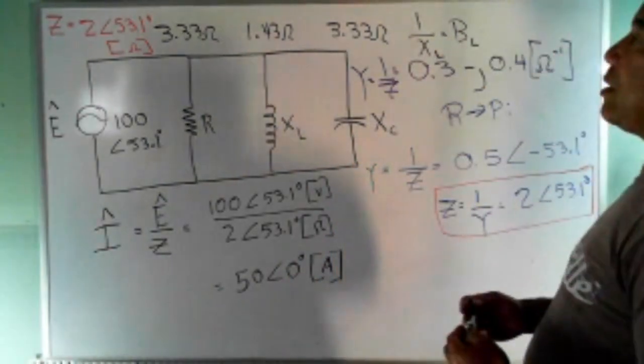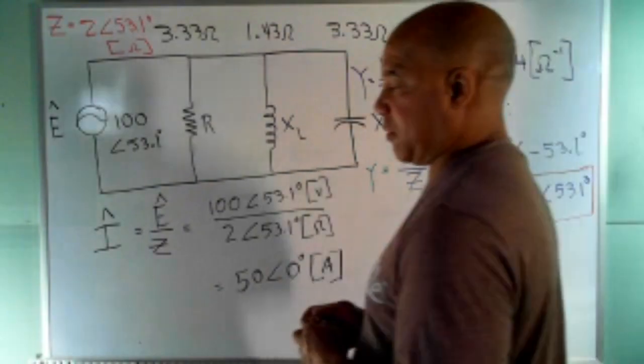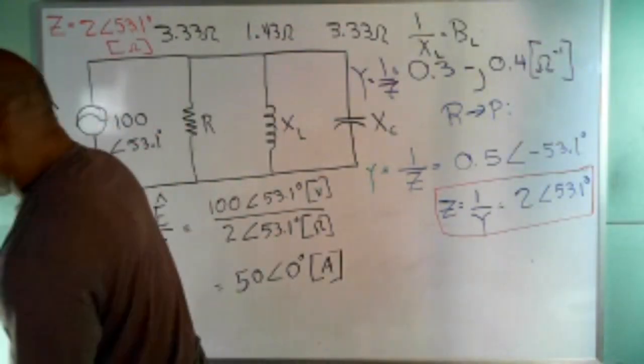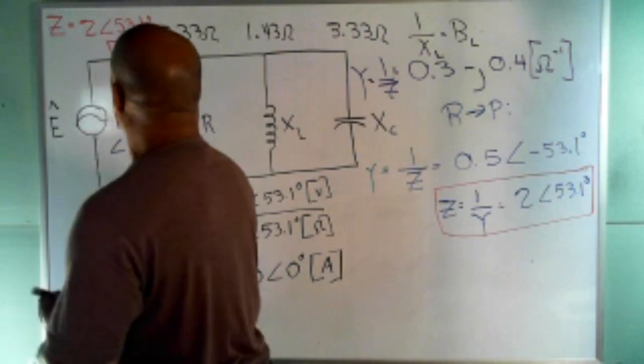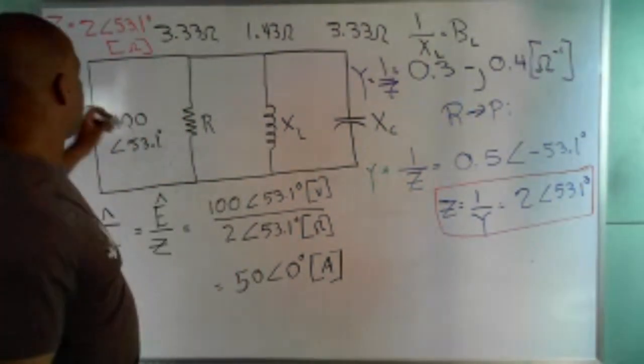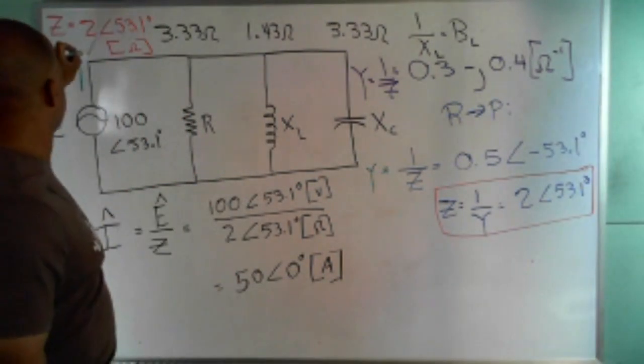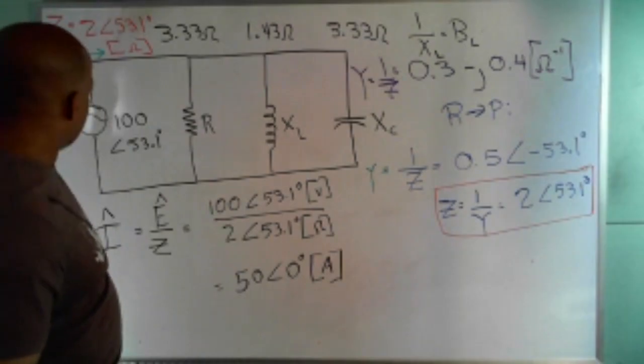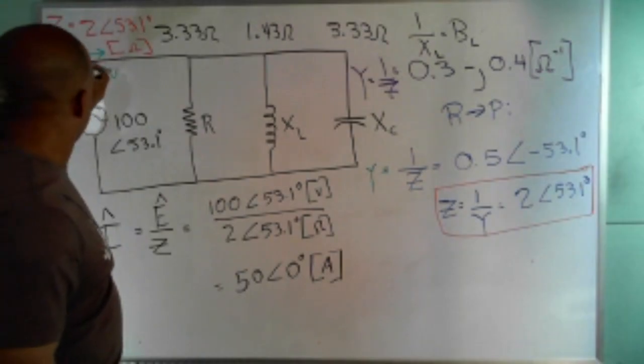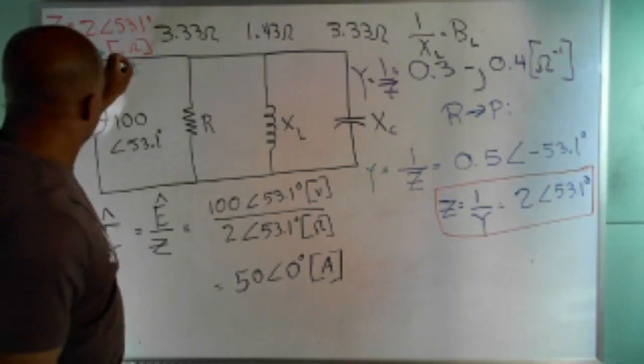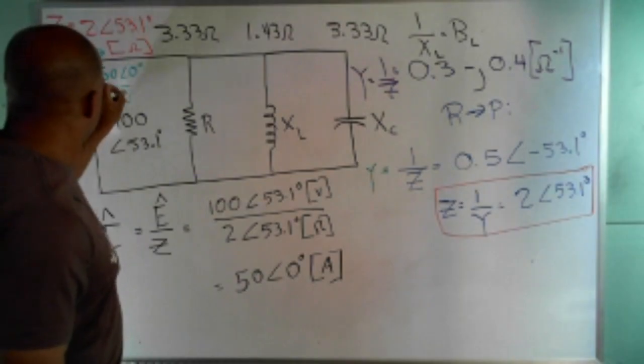So my total current looks like I got 50 amps of current flowing in that circuit. Just like you did in DC, what I would do is show that as the main line current coming up around here like this. And then we'll write it as 50 angle 0 degrees, and the units will be amps.